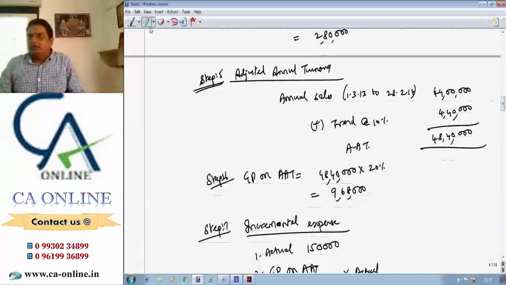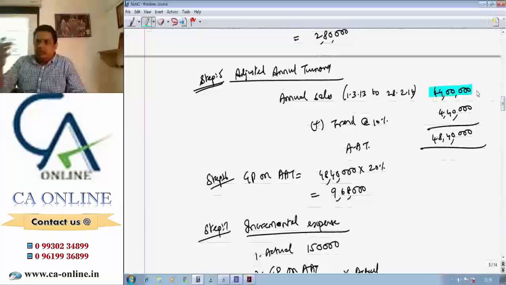Question number 8, the last problem we tried. What is the annual turnover given in the problem? 44 lakhs. This 44 lakhs also includes some portion of the sales in the current year, that is 2014. So this 44 lakhs includes some portion relating to the current year and some portion relating to last year. Then what should you have done? Only on the last year sale you should have applied the trend.